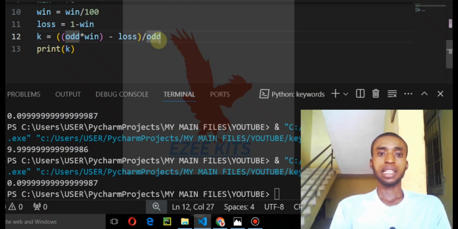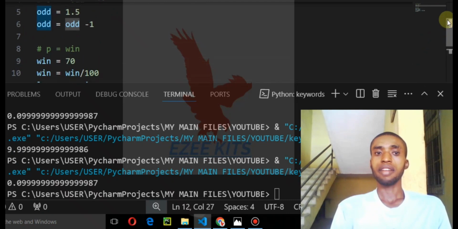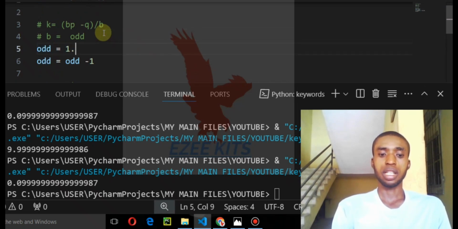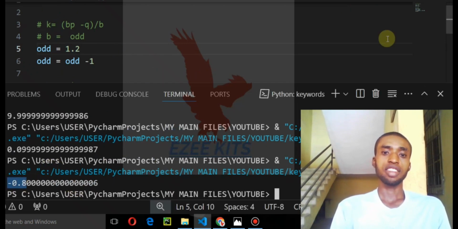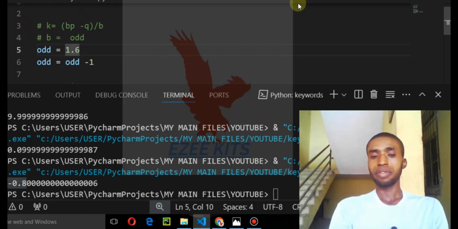And be mindful: anytime you're staking, once it's a negative number, just don't try to stake on that, because this signifies that you don't have an edge on it. If you continue playing that, you're going to lose. Let's say I put something like 0.2 here, it should give me a negative value. You can see minus 0.8. This kind of bet, never try to make any stake on it. So always be mindful of the percentage that it provides to you.